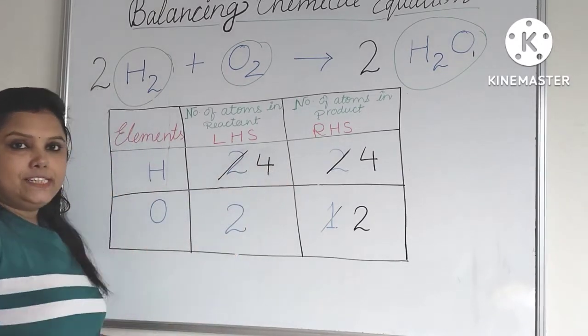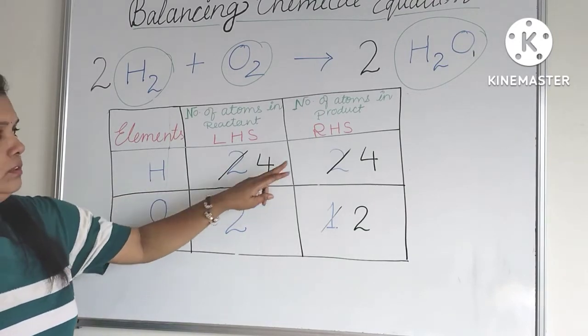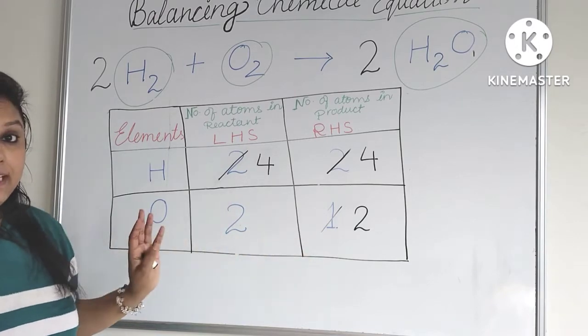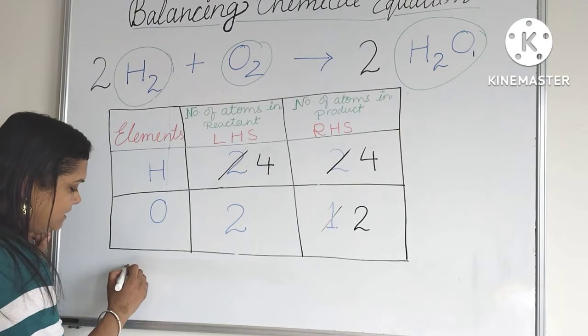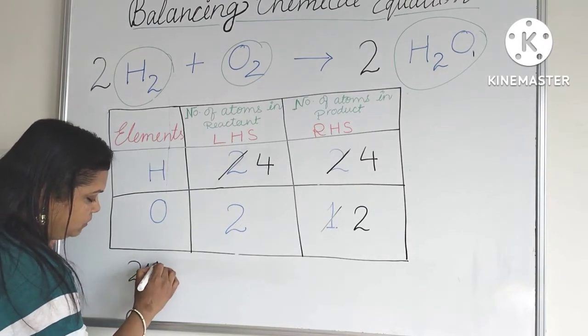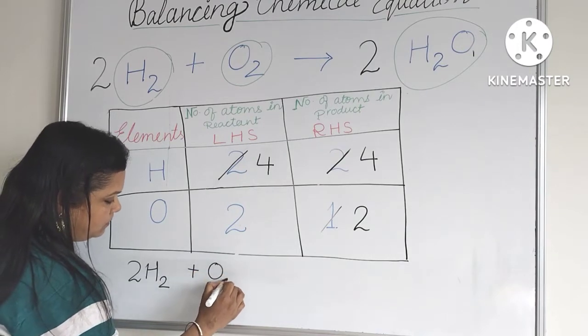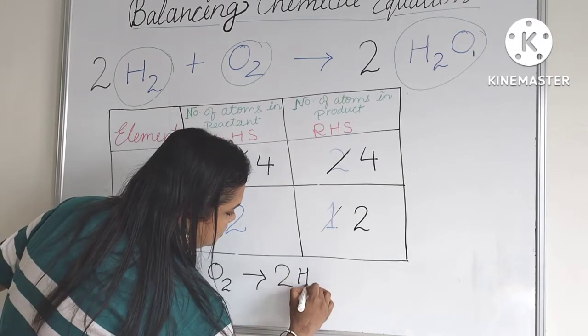Now we will check whether the equation is balanced or not. Hydrogen 4, 4, oxygen 2, 2. So it is balanced. Now our balanced chemical equation is 2H2 plus O2 gives 2H2O.